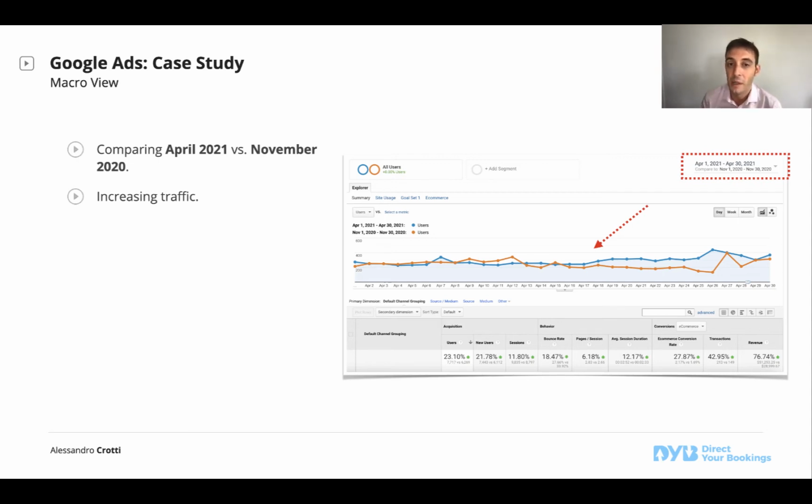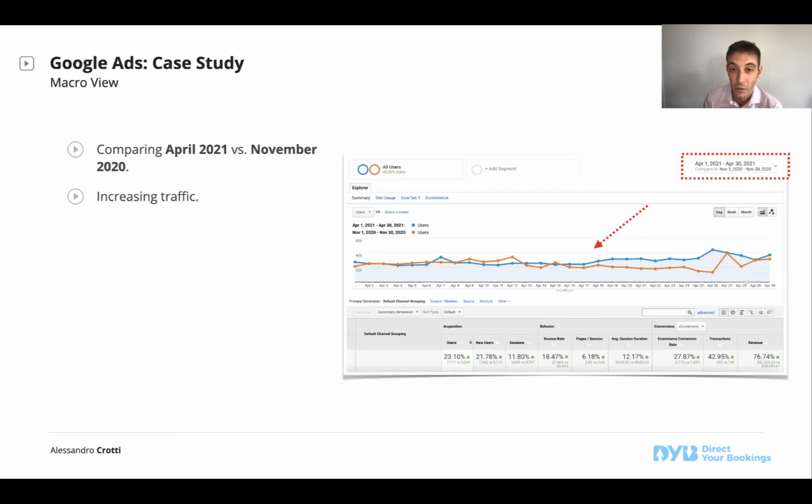The blue line is April, the orange line is November. As you can see, the first half of the month, comparing the two months, is pretty much the same, but in the second half, April kind of outperformed November. On the bottom of the screenshot, you can also see a bunch of parameters and metrics and the comparison between the two.